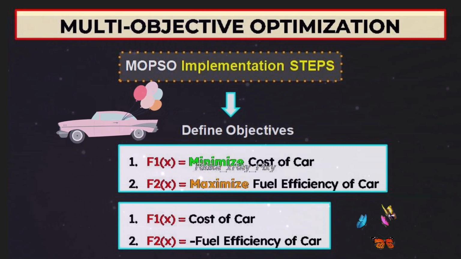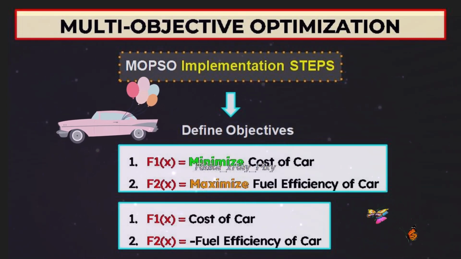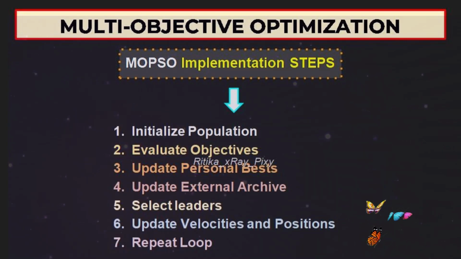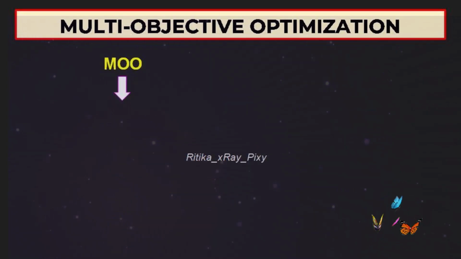Consider a multi-objective optimization problem that step by step we will discuss, and here you can see different steps that step by step we will discuss. In this video we are going to learn about multi-objective optimization problems.